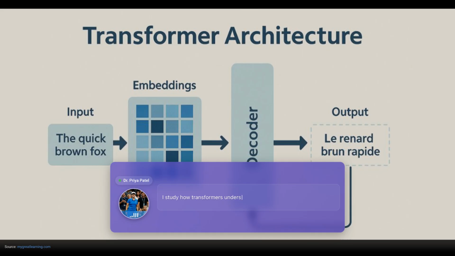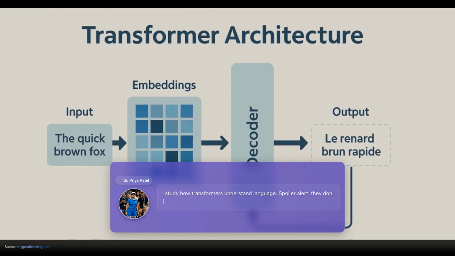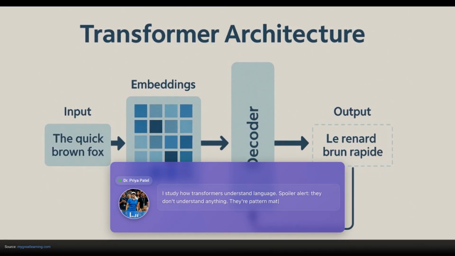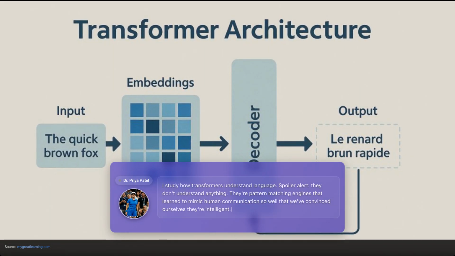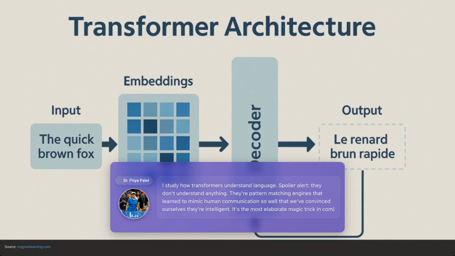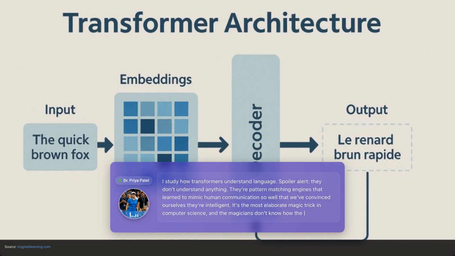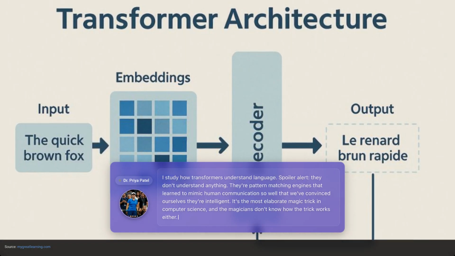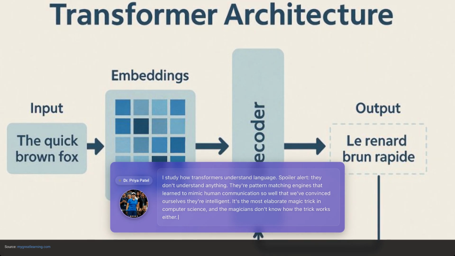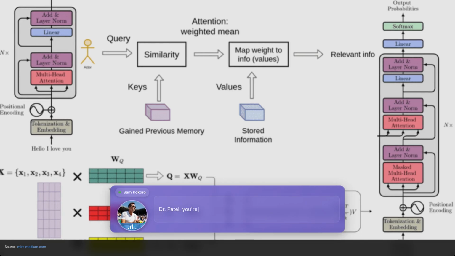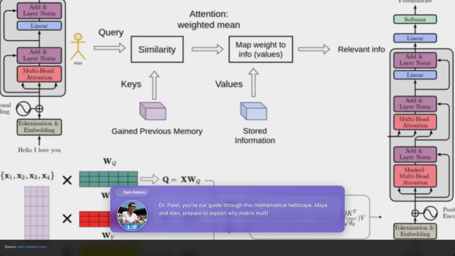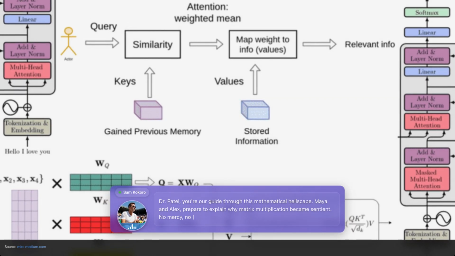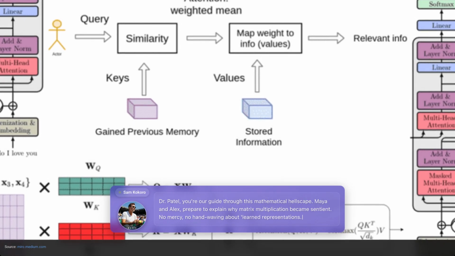I study how transformers understand language. Spoiler alert, they don't understand anything. They're pattern-matching engines that learn to mimic human communication so well that we've convinced ourselves they're intelligent. It's the most elaborate magic trick in computer science, and the magicians don't know how the trick works either. Dr. Patel, you're our guide through this mathematical hellscape. Meyer and Alex, prepare to explain why matrix multiplication became sentient. No mercy, no hand-waving about learned representations.